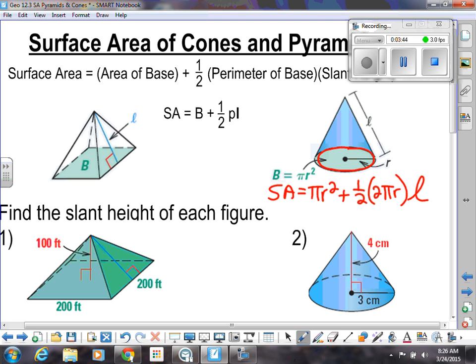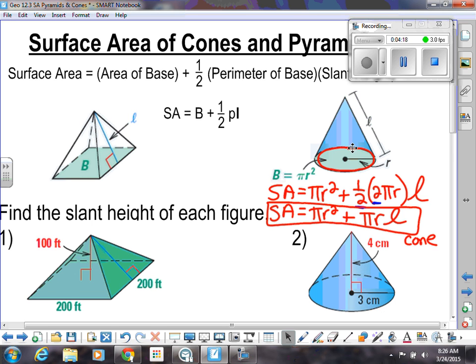So if I were to simplify that, notice that I have 1/2 times 2. So if I do 1/2 times 2, that just gives me 1. So I can rewrite this formula for the cone as pi r squared plus, these two cancel out, they just give me 1. So I just have pi times r, the radius, times the slant height. Okay, so that's the surface area formula we'll use for a cone.